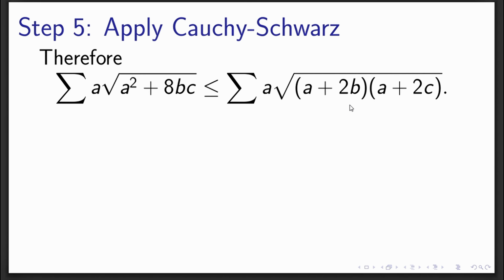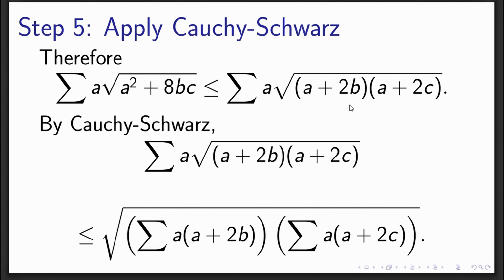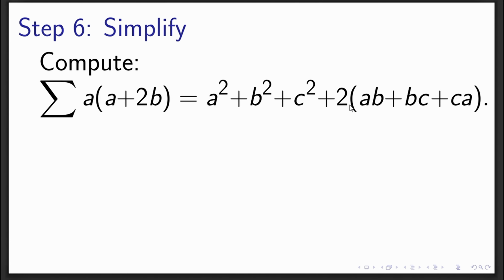Now we can write this just like that. By multiplying on both sides with a and taking the summation, we are going to get summation a into root of a square plus 8bc less than or equal to summation a into root of a plus 2b into a plus 2c. Now by using Cauchy's inequality, I can write summation of a into root of a plus 2b into a plus 2c is less than or equal to root of summation a into a plus 2b into summation a into a plus 2c. Now we can simplify summation a into a plus 2b, which will be equal to a square plus b square plus c square plus 2 into ab plus bc plus ac.